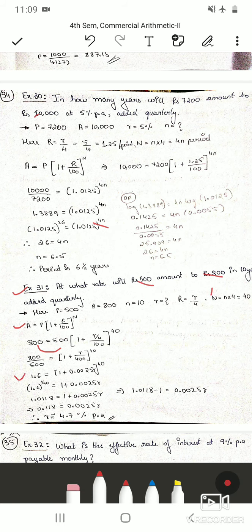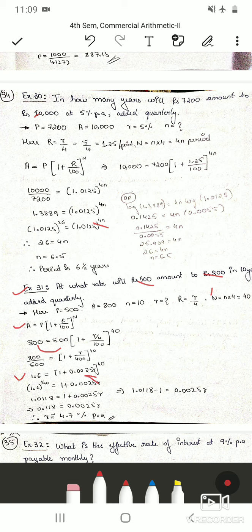So this is 1.6 equal to 1 plus 0.0025 R whole raised to 40. So 1 by 400 is 0.0025 R. So these problems are the same as the ones where we found the rate of interest or the unknown period in earlier cases, but the only difference here is that it is given either compounded quarterly or monthly or yearly. The procedure of calculation remains the same.